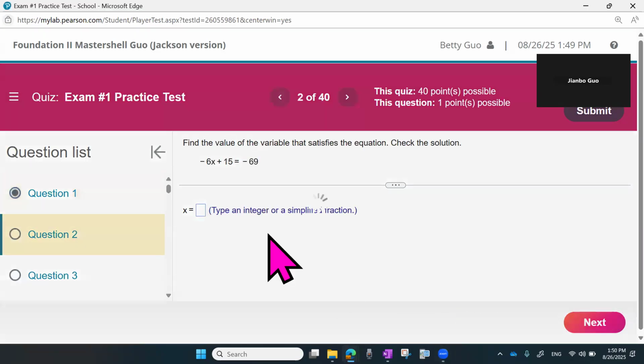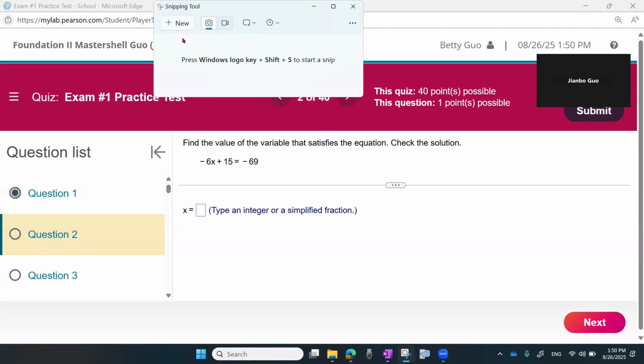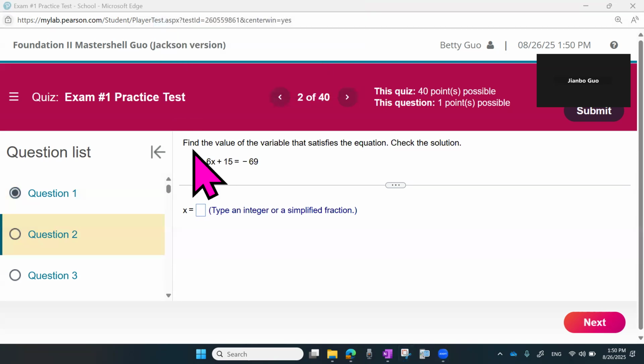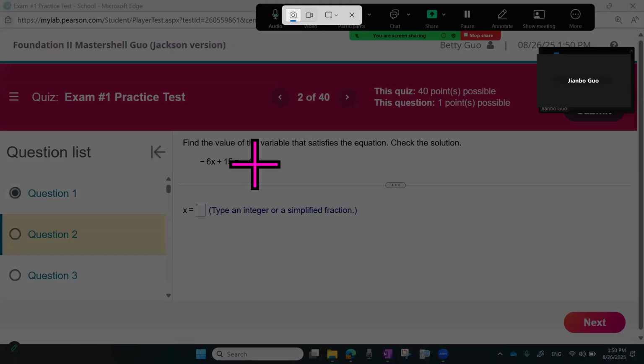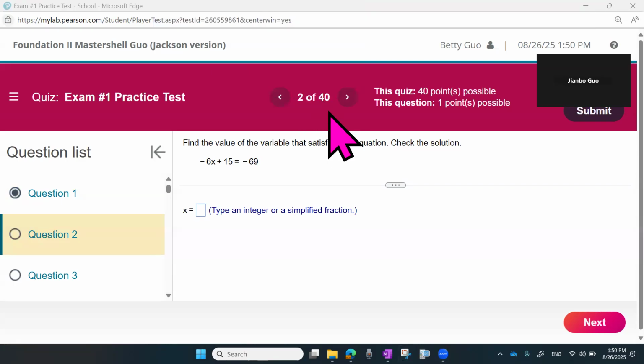Next, and solve this problem. I would have to copy paste on my OneNote.